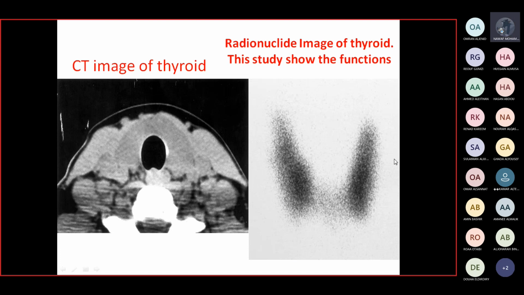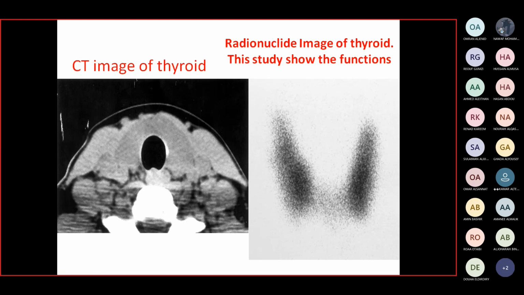This is not ultrasound. Yes, this is nuclear medicine, radionuclide or scintigraphy of the thyroid gland. You can see both lobes. There is an uptake of the radioisotope. Both thyroid glands show the radioisotope uptake. This is a radionuclide image of thyroid tissue.